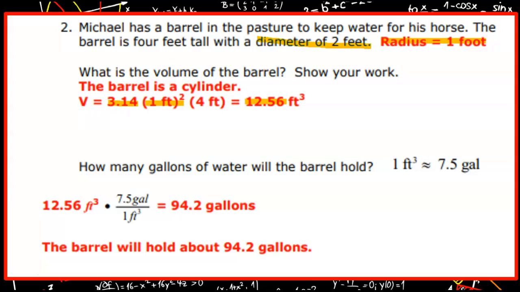So 12.56 is how many cubic feet we have. 1 cubic foot holds 7.5 gallons. So we're doing 12.56 times 7.5. The barrel will hold 94.2 gallons of water. Very interesting. Great job, guys.